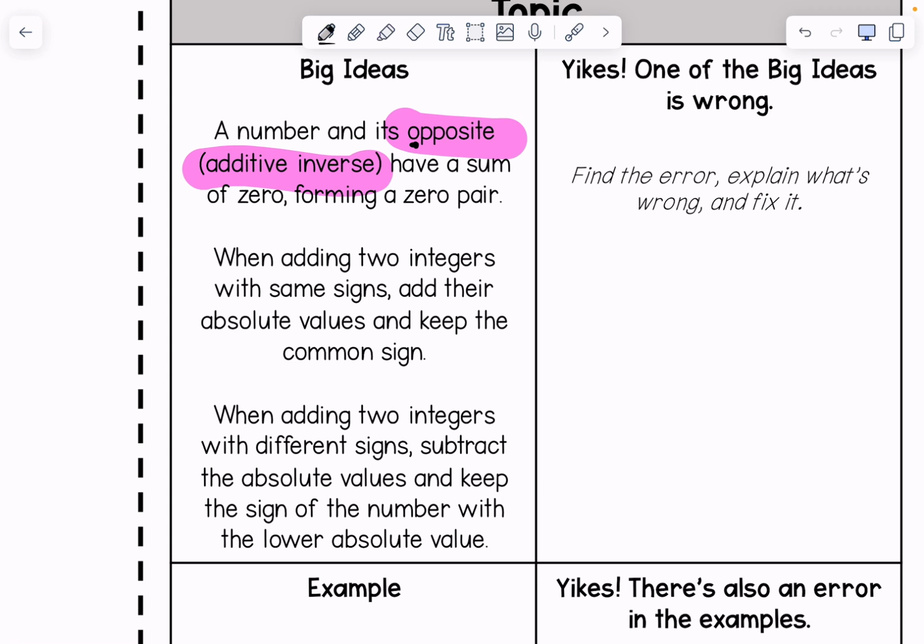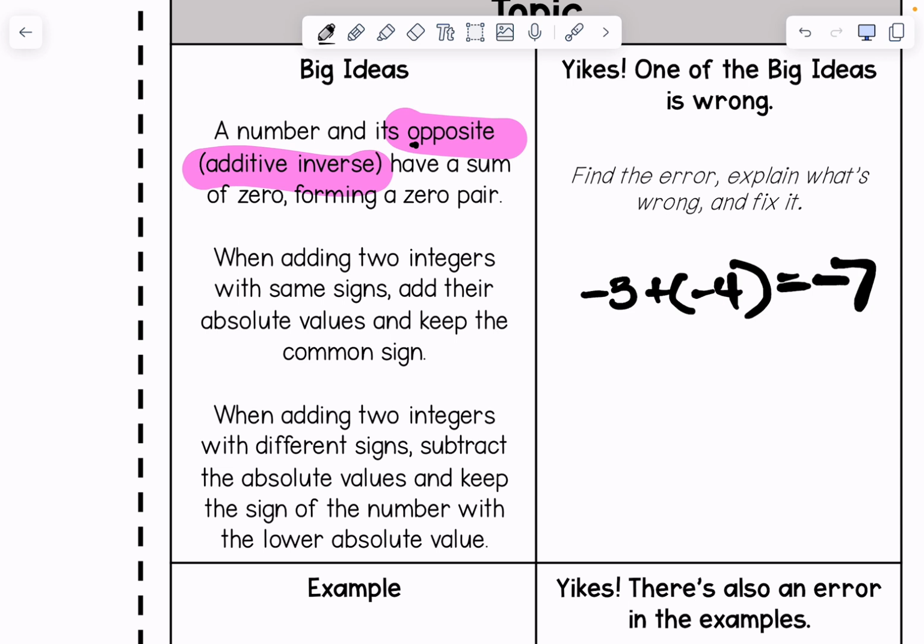When adding two integers with same signs, add their absolute values and keep the common sign. So that means you're adding their distance from 0 and keeping the common sign. So for example, -3 plus -4 would equal -7. That is indeed true.